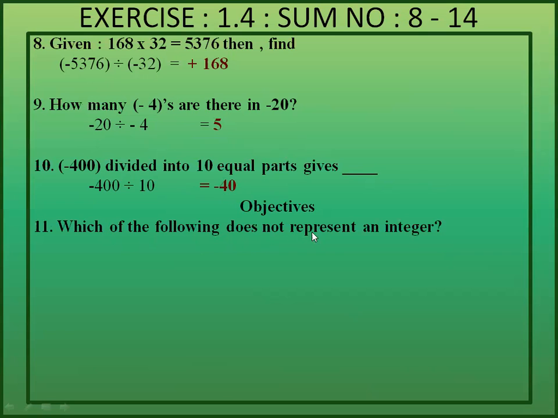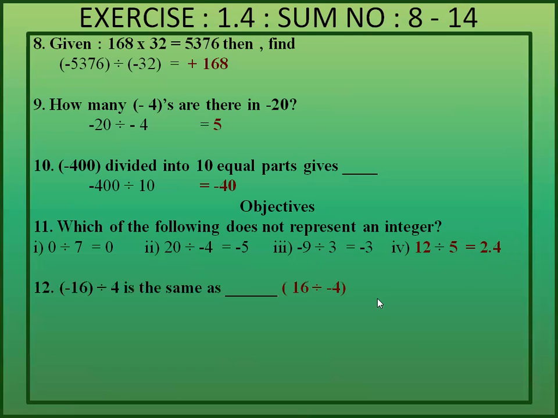Which of the following does not represent an integer? So here, when you divide 0 by 7, you get 0. 20 divided by minus 4 is minus 5. Minus 3 divided by 3 is minus 1. 12 divided by 5 is 2.4. So this is not an integer. A decimal number is not an integer.